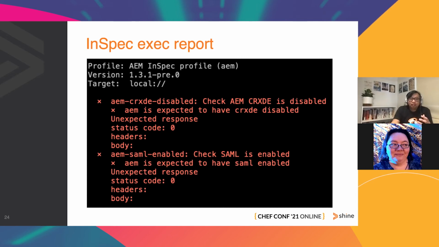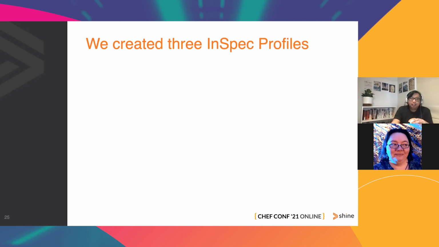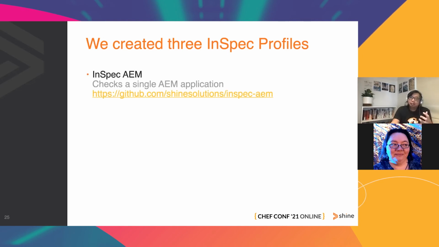After discussing how we wanted to use these inspect profiles, we decided to create three types of inspect profiles. This is where we wanted to start introducing better grouping between the tests, some sort of a domain. The first one is inspect AEM. The domain it's covering is the single AEM application. So any test that has to do with a single AEM application goes to this inspect profile. And oh yeah, we ended up open sourcing it as well. It's available on GitHub at the URL there.